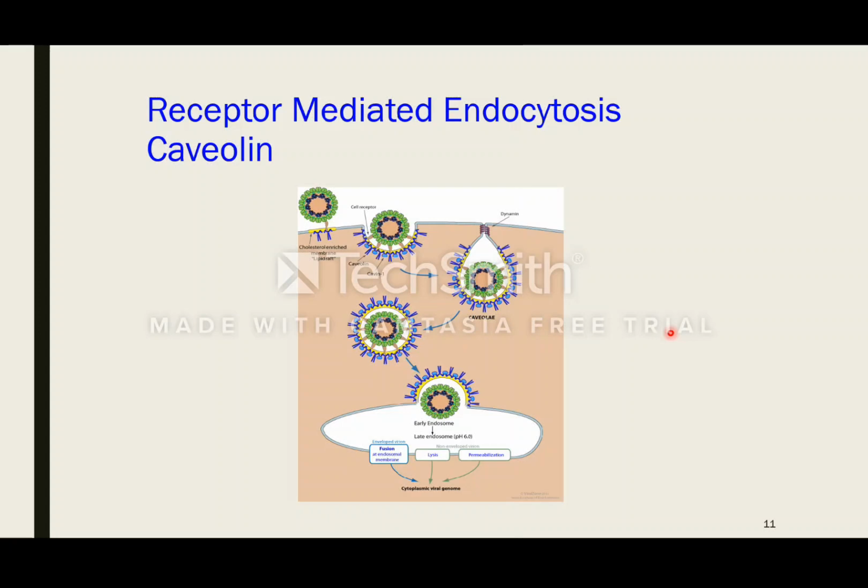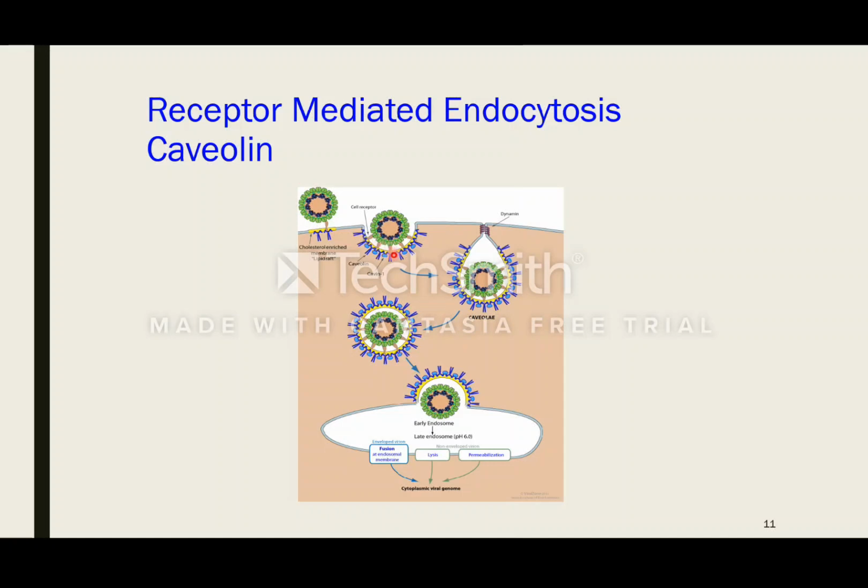Recently, another protein was discovered by scientists, caveolin, that is not general in all cells. Clathrin is generally located in all cells, but caveolin was discovered in the endothelial cells and also in the smooth muscle cells.